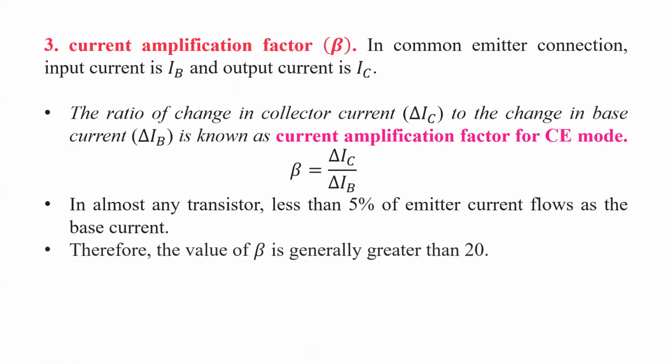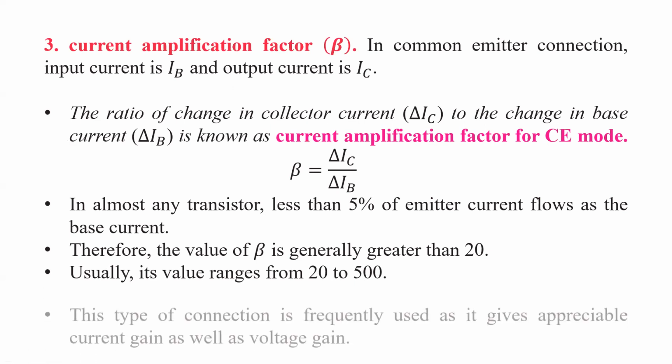Because of that, delta IC is always greater compared to delta IB. That's why the beta value is very much greater than 1. In practice, conventional transistors have a value of beta between 20 and 500. Based on the value of beta, you can choose the transistor for various applications.